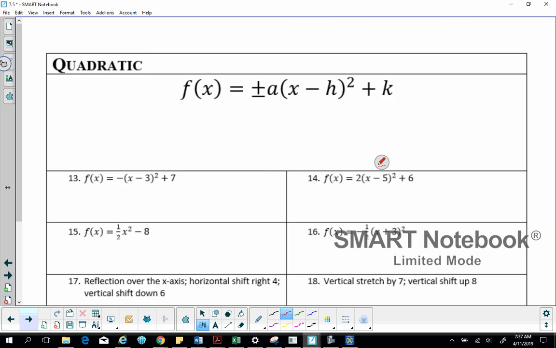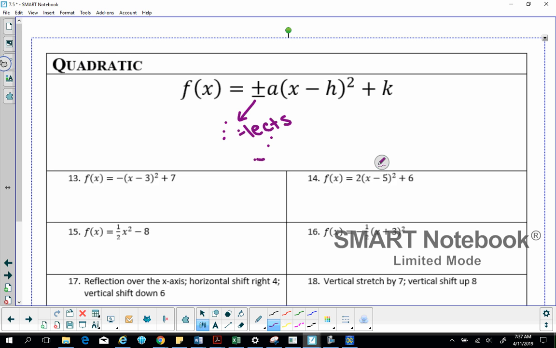We already kind of went over it. It's quadratic. So you know that the negative is reflects over x-axis. Right is stretch and compress.